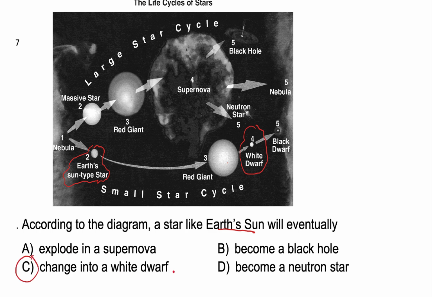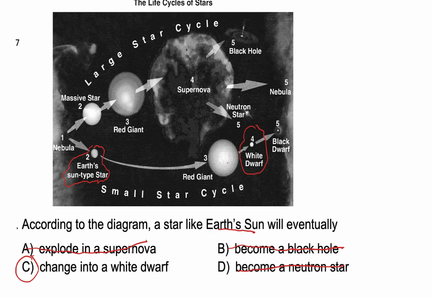Change into a white dwarf. You're not going to change into a supernova. Supernova is if you're a massive star, which means up here, and become a black hole. This says black hole, doesn't say black dwarf, black hole. And it does not become a neutron star, which is here. So just follow the diagram and you'll get your answer.